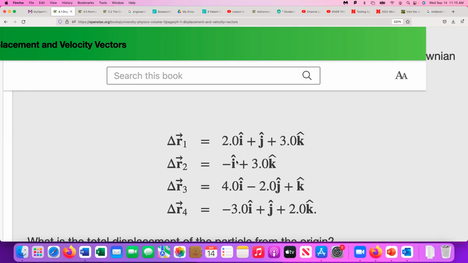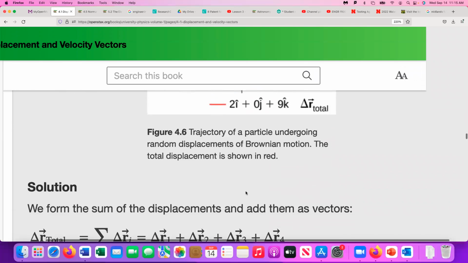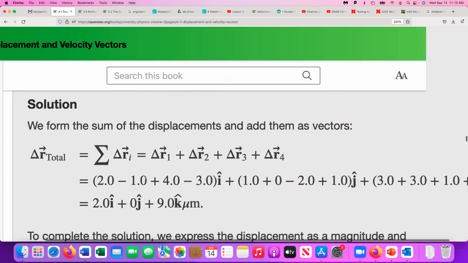Every one of these vectors has an I hat component. So we're adding 2 to negative 1 to 4 to negative 3, to get a total, and they do it here, of 2 in the I hat direction.